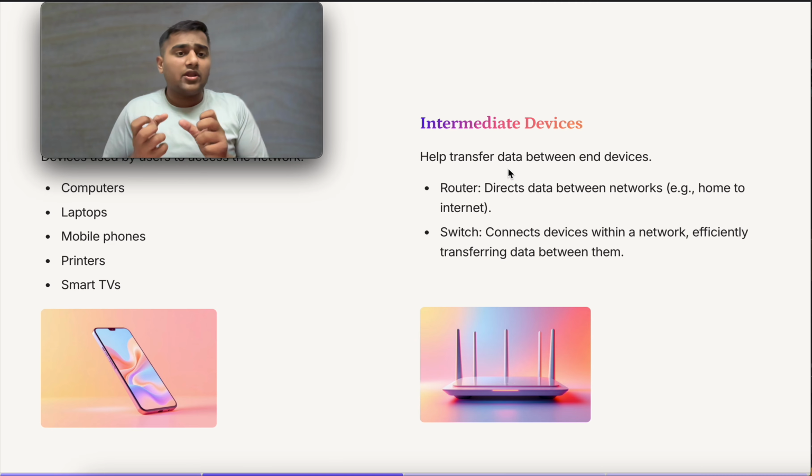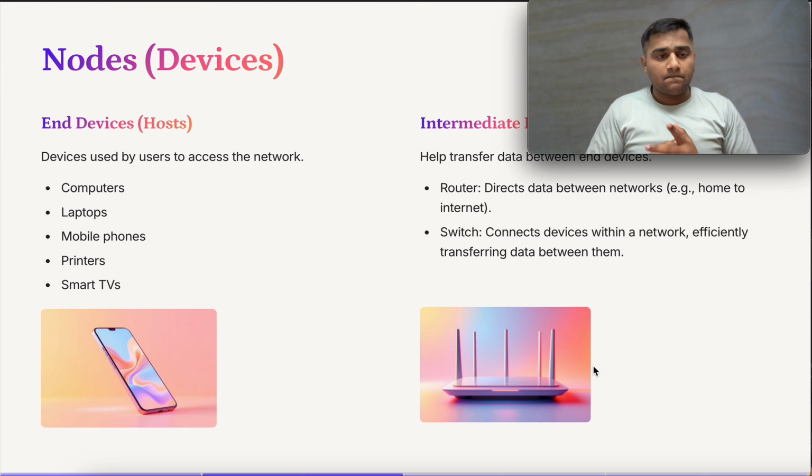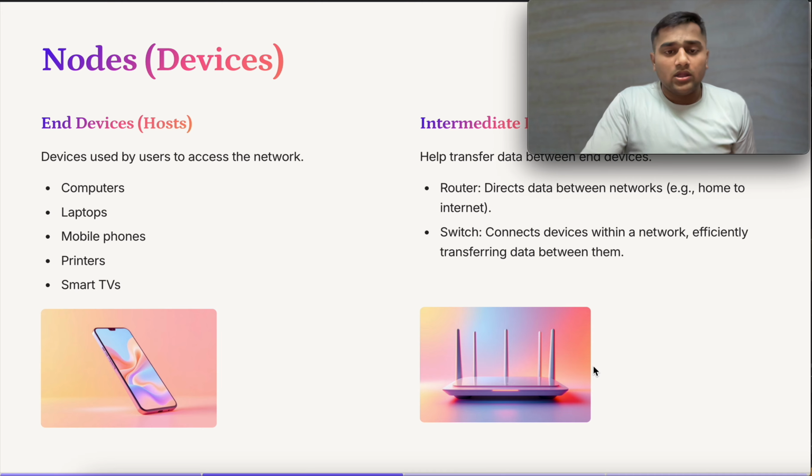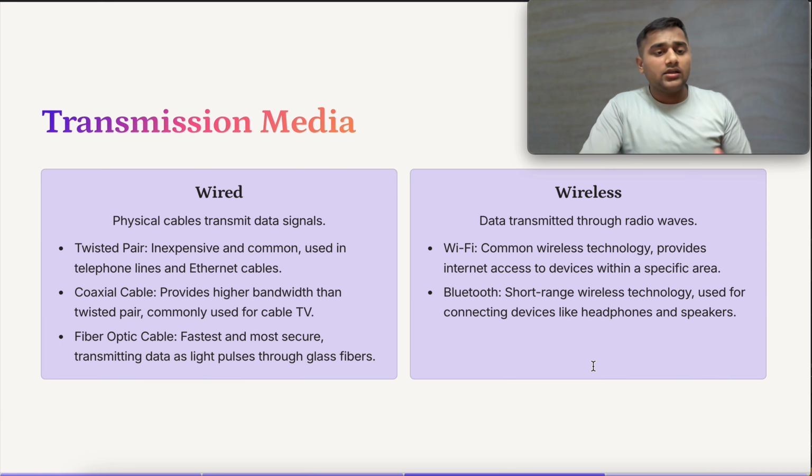Their work is to just simply transfer the data. They are not preparing data, or generating data. Their work is simply transferring data. They are like vehicles, as simple as that. So nodes are of two types: end devices and intermediate devices. I have just explained both of them. Now let's proceed to the next slide.